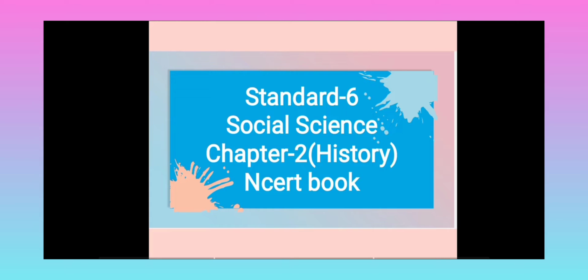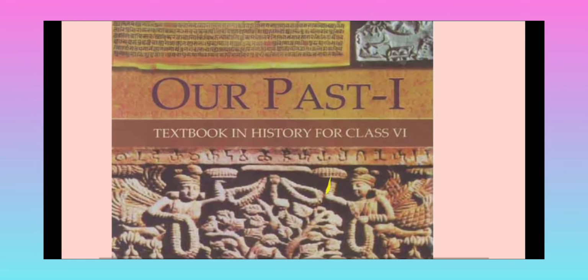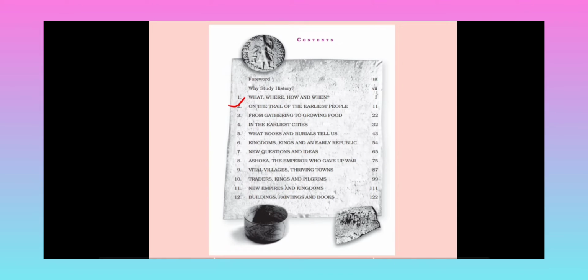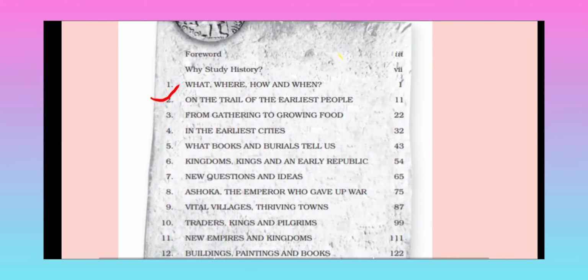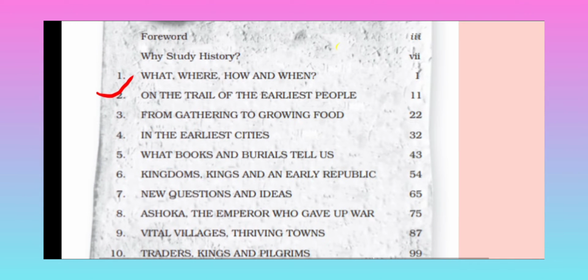Today we will see the quick recap of Chapter 2, Standard 6, Social Science, History, NCERT book. The book name is Our Past-1. The name of the chapter is On the Trail of the Earliest People.